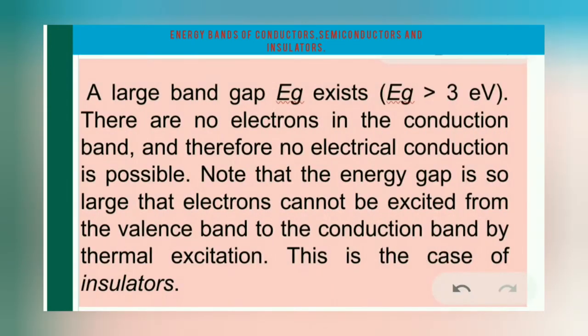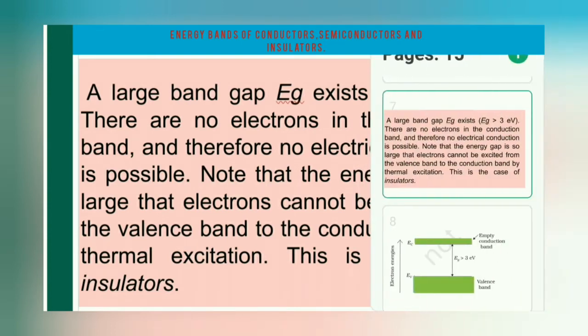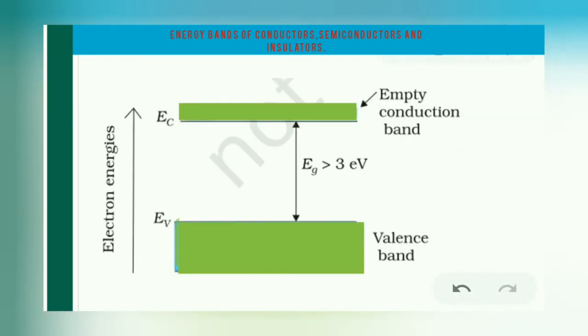A large band gap exists, that is, band gap energy is greater than 3 electron volt. There are no electrons in the conduction band and therefore no electrical conduction is possible. This is the case of insulators. So you can see here, this is the conduction band. This conduction band is empty and the valence band is filled, but the energy gap is greater than 3 electron volt.